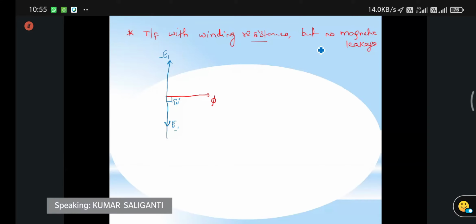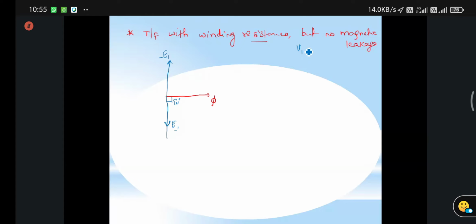So generally we have the relation that V1 equals minus E1, I1 R1, and here E2 equals V2, I2 R2. Okay. Then first of all I have taken flux as a reference.